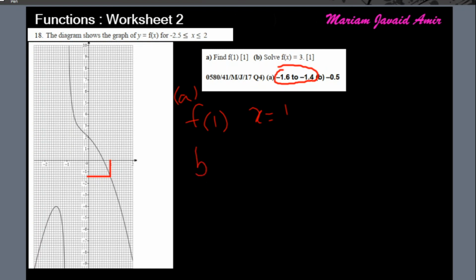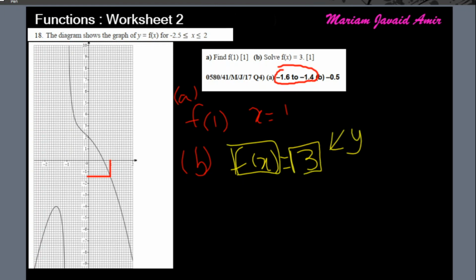Part B, solve f(x) equals 3. Again we're bound to use the graph. So f(x) equals 3, this is the value of y. When y equals 3, we need to read the value of x. So this is y equals 3, read the corresponding value of x, you should get minus 0.5. So x equals minus 0.5.